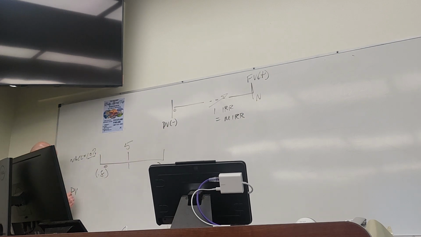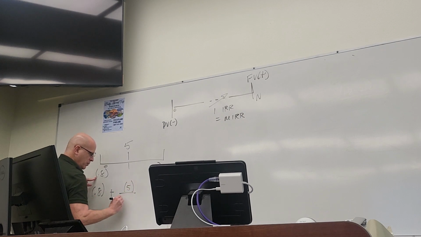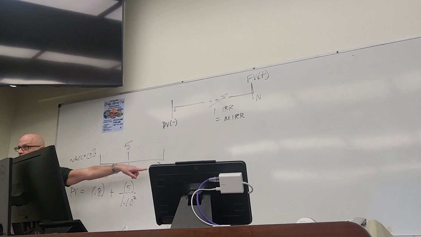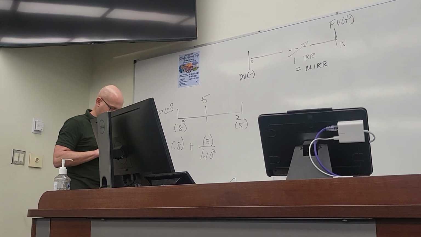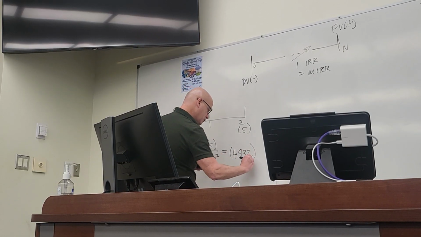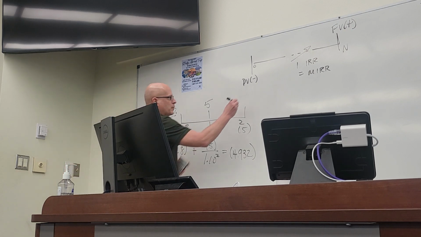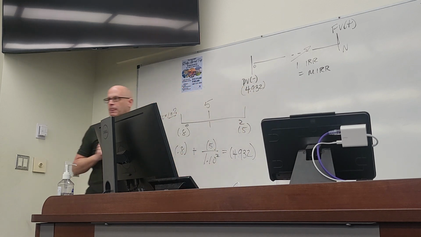So the PV of all the negative stuff will be my 0.8 here, and then the negative 5 here, but I've got to discount that at my 10% for 2 periods. Right? So that is going to give us a negative 4.932. That's the present value of all the negative stuff. Let's put that number right here. 4.932 negative. Okay?